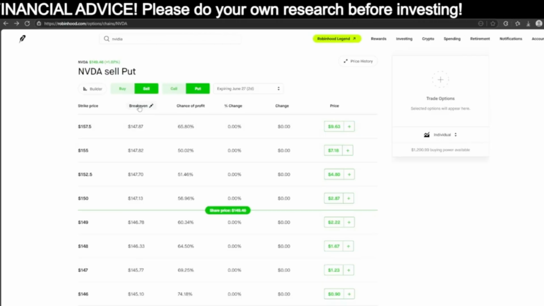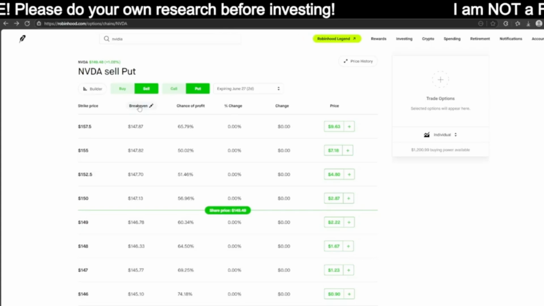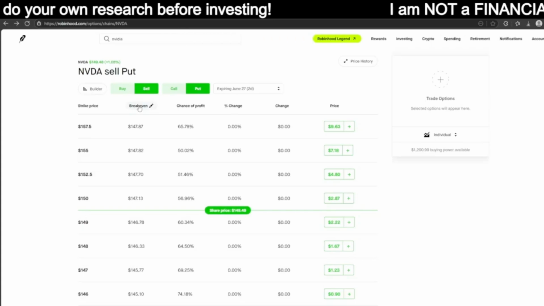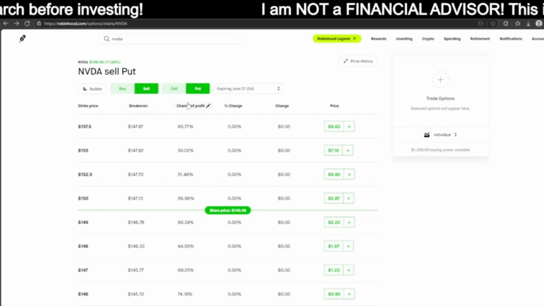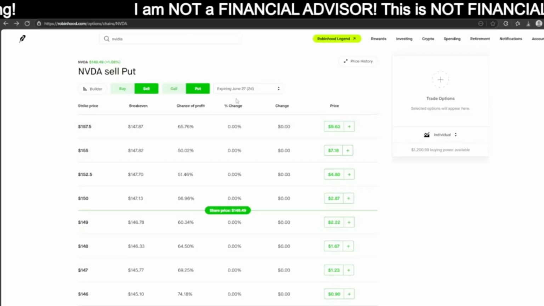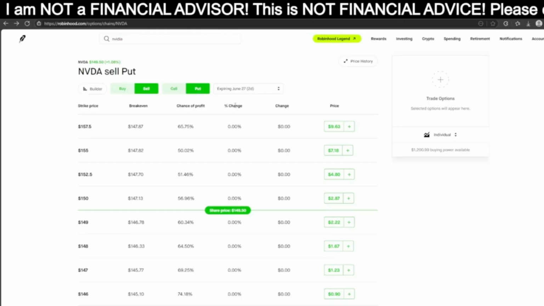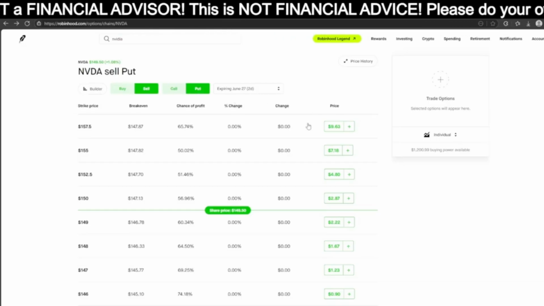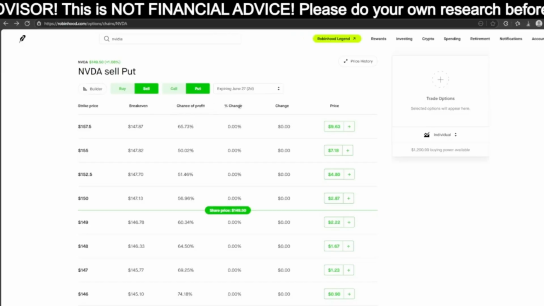Because again, if you're looking at options here, there's a chance to make money, a chance to lose money, which means there is a break even point, which is obviously you come out with $0. Chance of profit, which is a pretty good tool to look at. Percent change basically means how much did the option change in terms of price action and how the price is moving the stock, the change overall, and the price that you have here. So you have strike price, break even, chance of profit, so on.